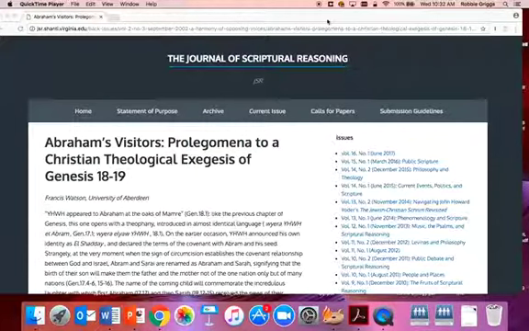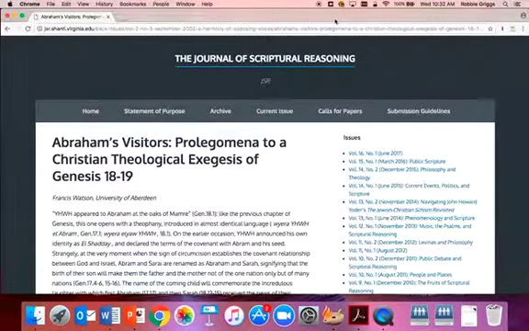Now, a couple things to mention on the front end: this paper by Francis Watson is written by a professional exegete and biblical scholar, and so we're not expecting you to write anything that approaches the quality of what he has written here, but we're expecting you to do the work of writing a hermeneutical paper, to have the experience of doing that, and to gain some skills.